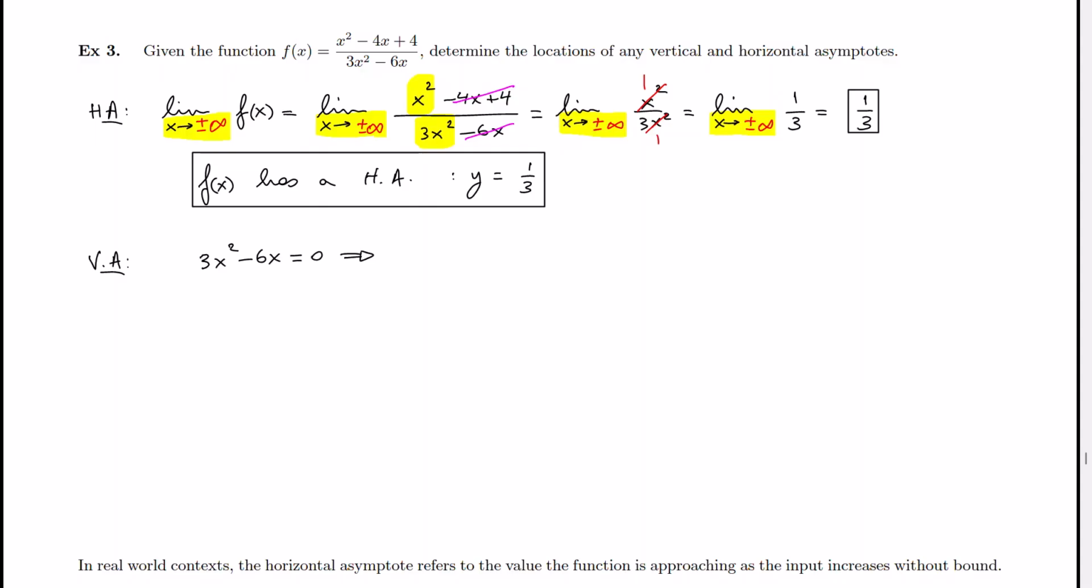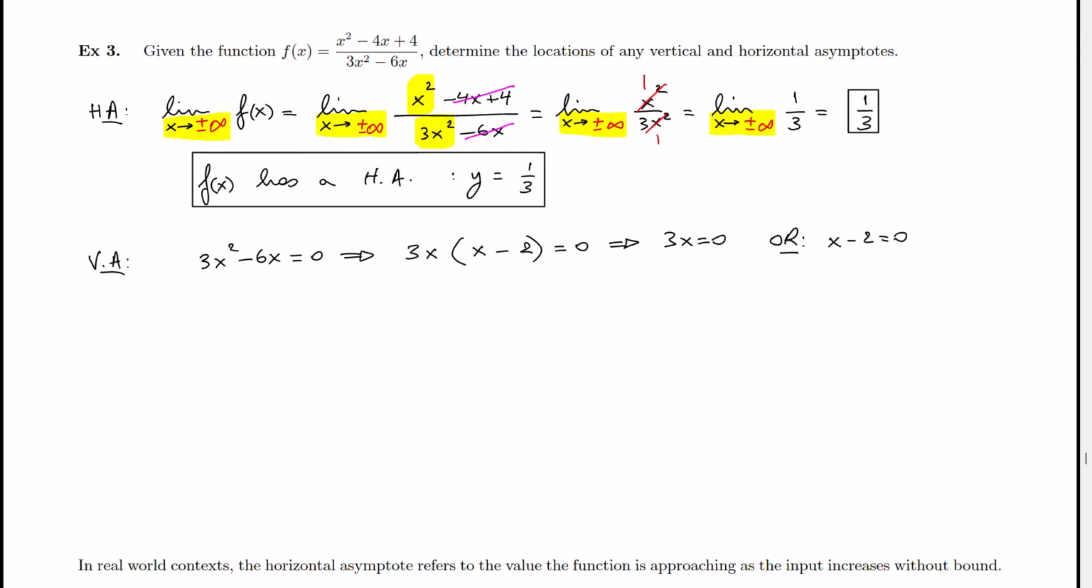I see that I have a 3 and a 6, and I also have x repeating in both terms. So I'm going to factor the GCF. The greatest common factor is 3x. If I remove it from the first term, I'll be left with x and then a negative 2. And I need it all to be equal to 0. So what does that mean? That means either the 3x has to be 0 or the x minus 2 has to be equal to 0.